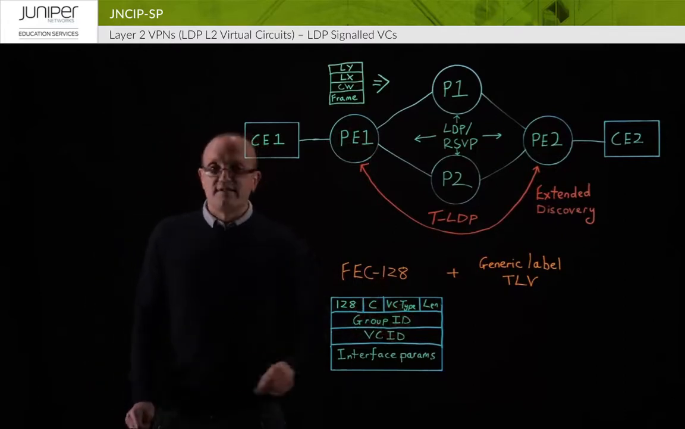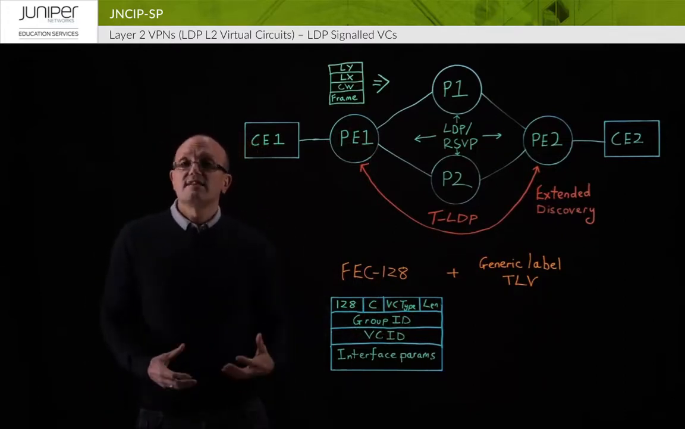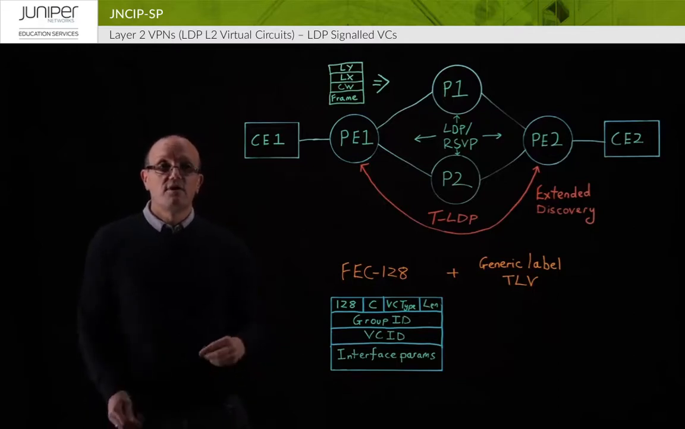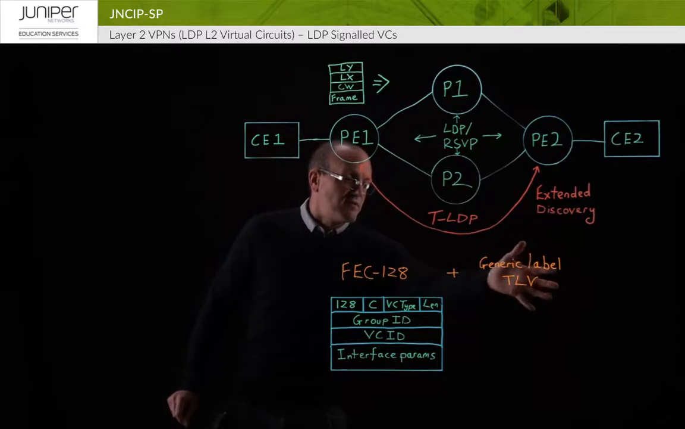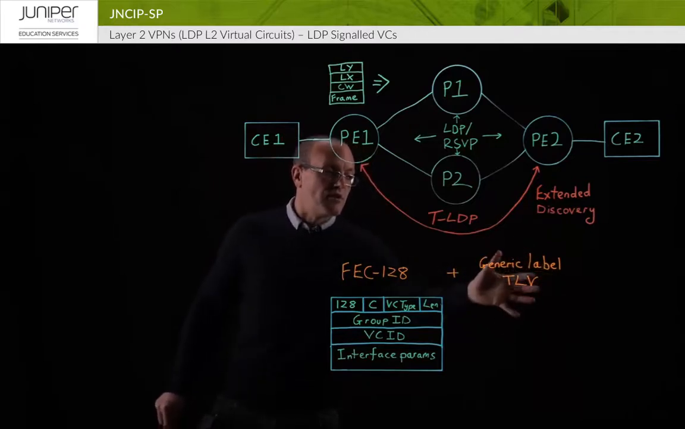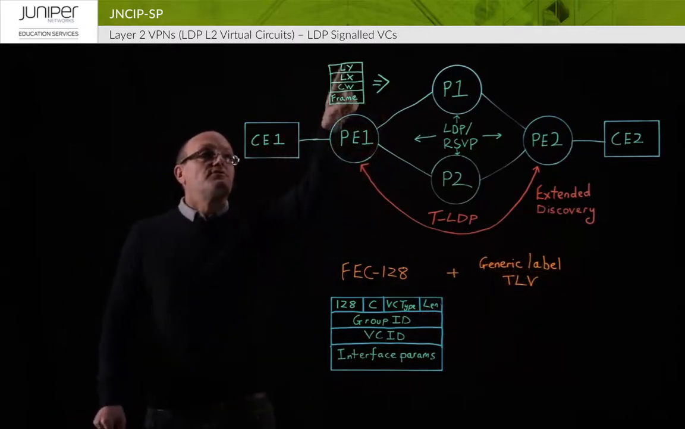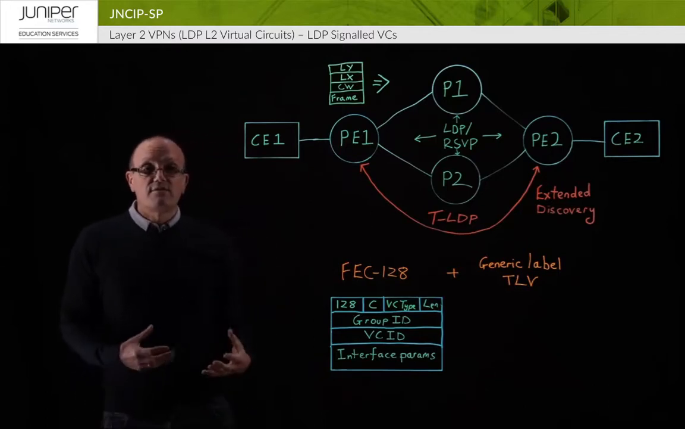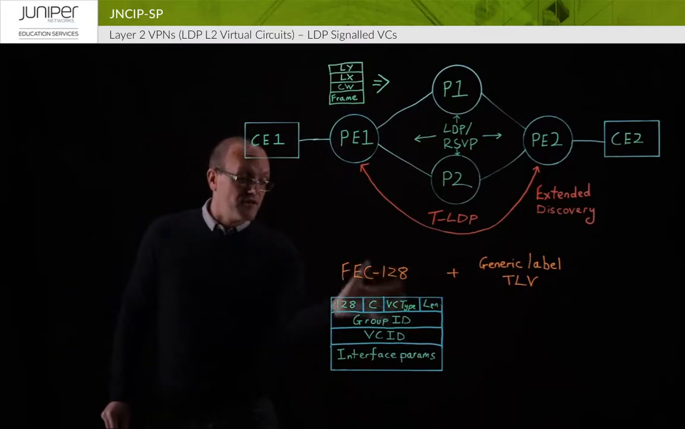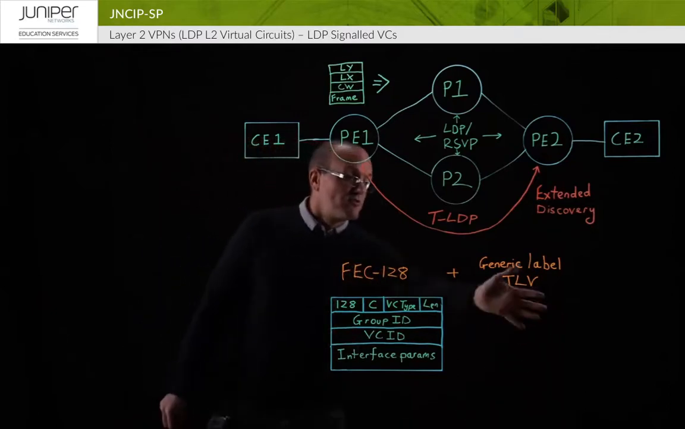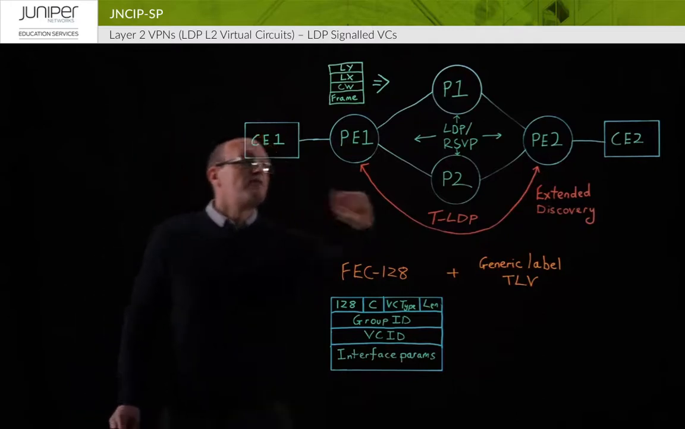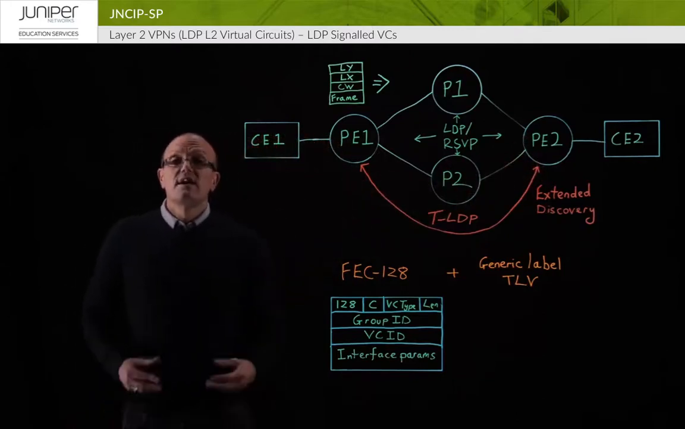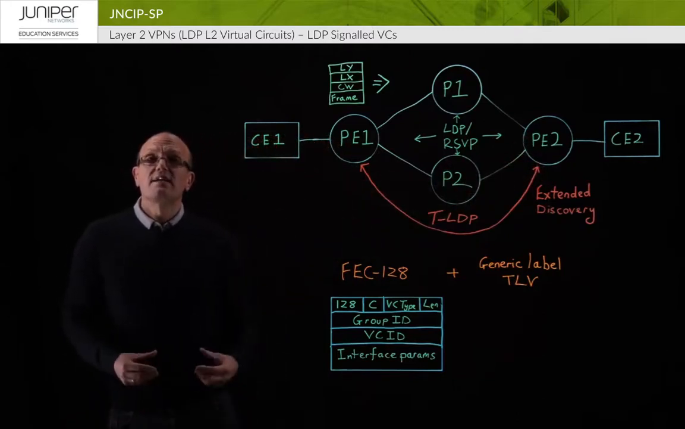We advertise this information in an LDP label binding message along with a generic label TLV. In this generic label TLV is going to be the actual label value that we use for data plane forwarding. And the advertisement of this FEC in conjunction with this label TLV value is what allows us to establish that virtual circuit. And in this video, we took a look at LDP virtual circuits.